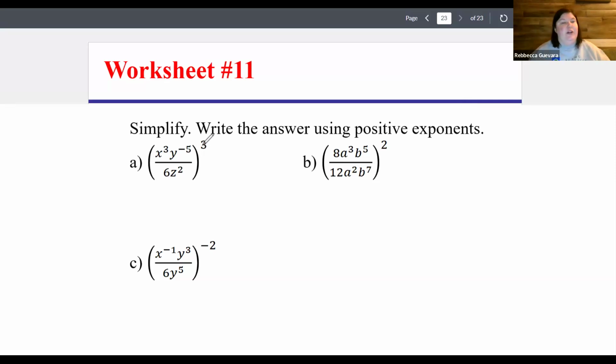So like I said before, between the combination of your product rule and your quotient rule, since it's all multiplication. Now if there was addition, you couldn't do this, but we're dealing with all multiplication here. What I can do with this 3 is that I can just put it on everything. So that is going to be x cubed cubed, y to the negative fifth cubed, 6 cubed, z squared cubed.